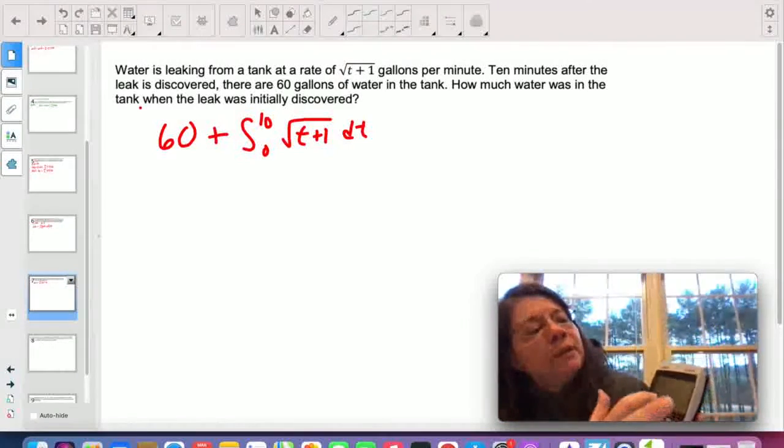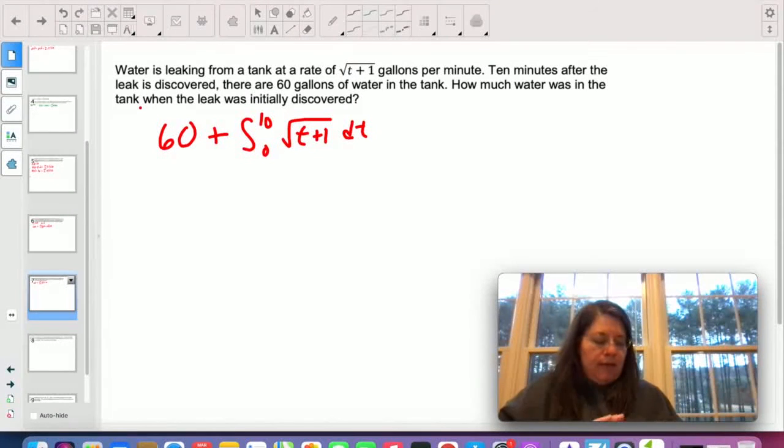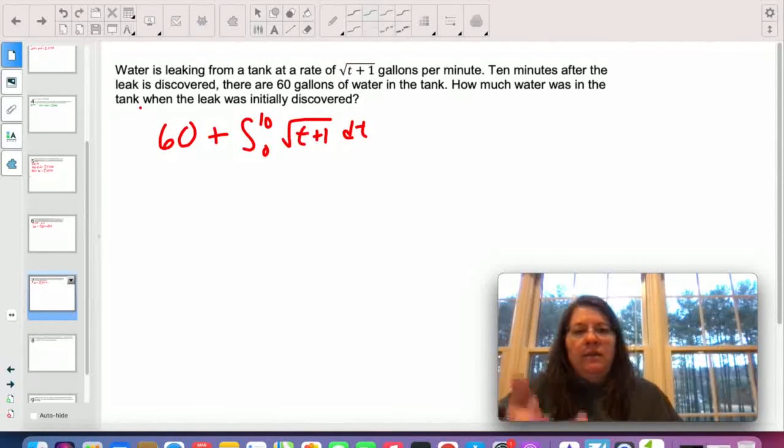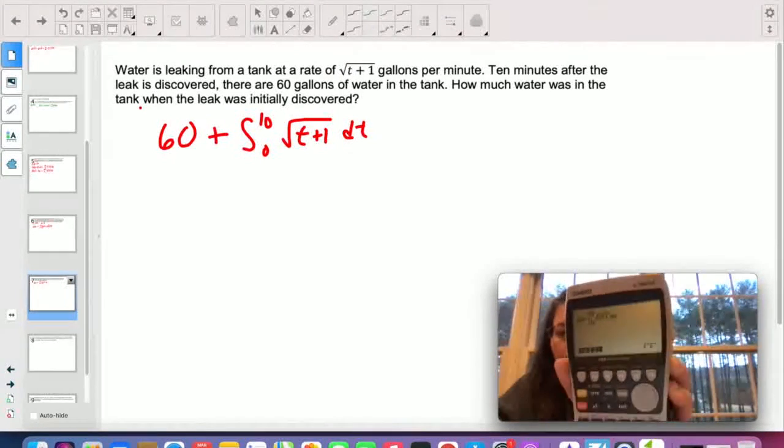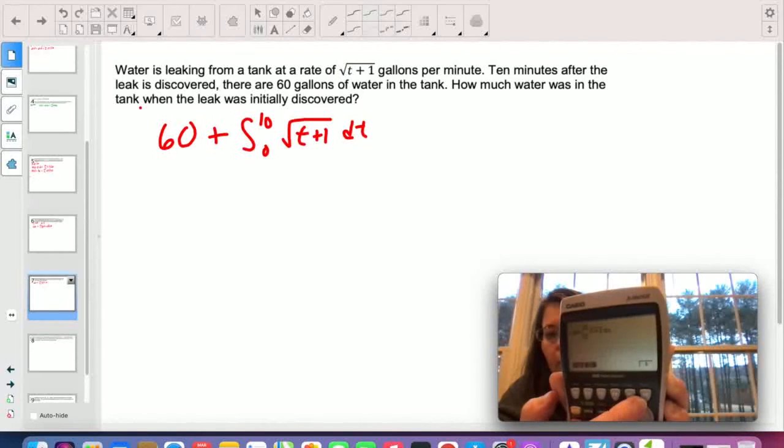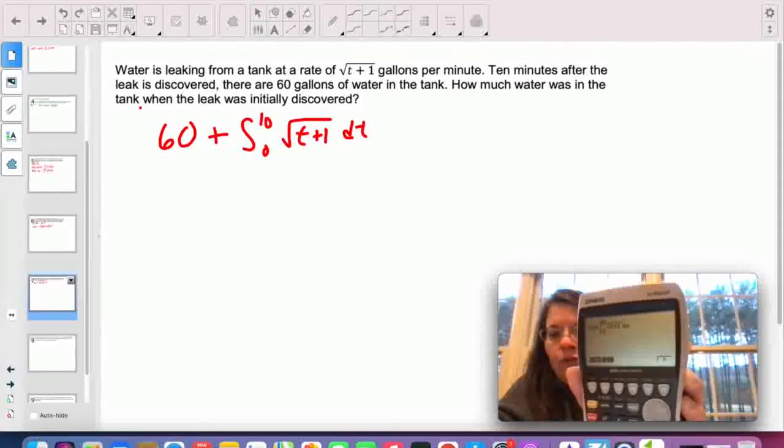The cursor will be blinking at the blank for the equation, so you're going to put the equation in first. So that's the square root of x plus 1. Now, this problem says t plus 1, but we have to use x in the calculator. And then once I get that in there, I'm going to hit my up arrow button right here, and the cursor will be in the top where your b value is supposed to be.